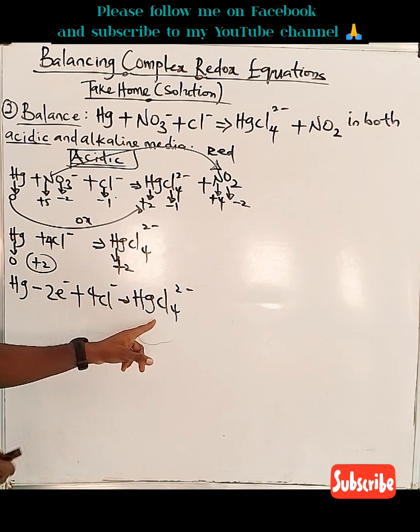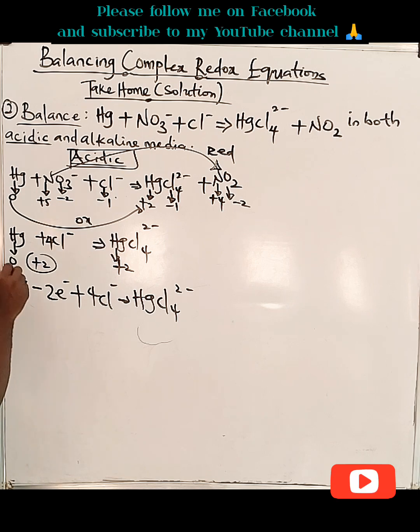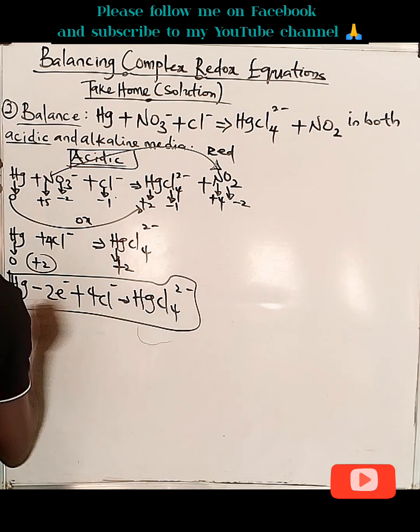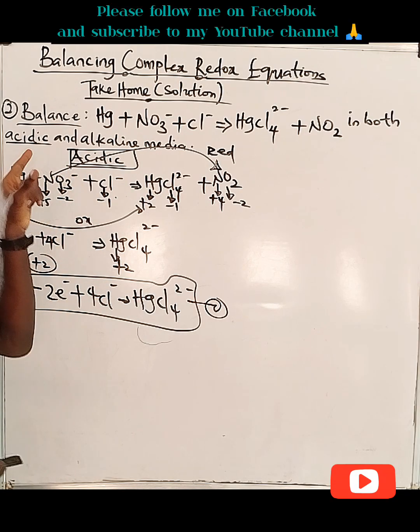Mercury here 1 atom, mercury here 1 atom, chlorine here 4 atoms, chlorine here 4 atoms. We are done with the oxidation. This is super balanced. This is equation 1. Don't forget that we are working in acidic medium. So this is settled. Quickly, we're going to be looking at the reduction. That's the next thing we're going to look at.